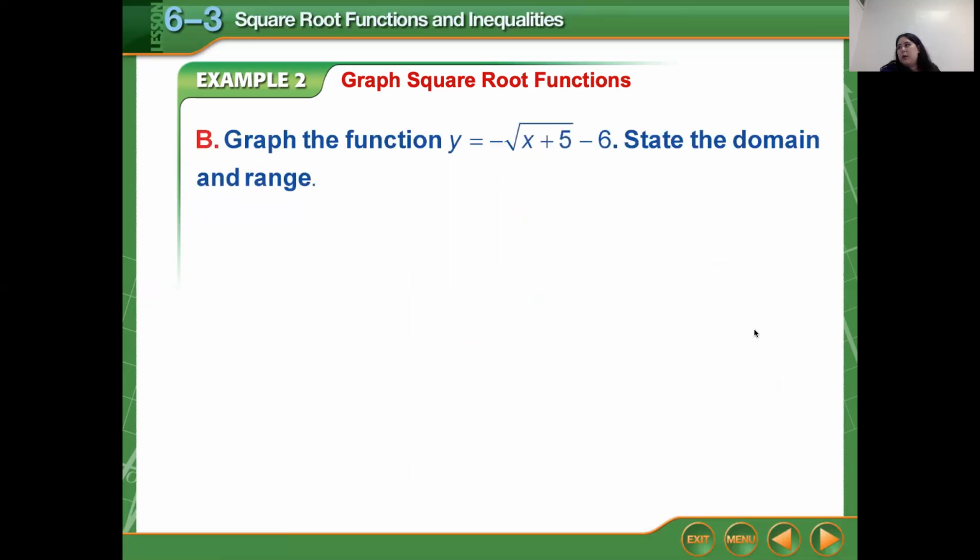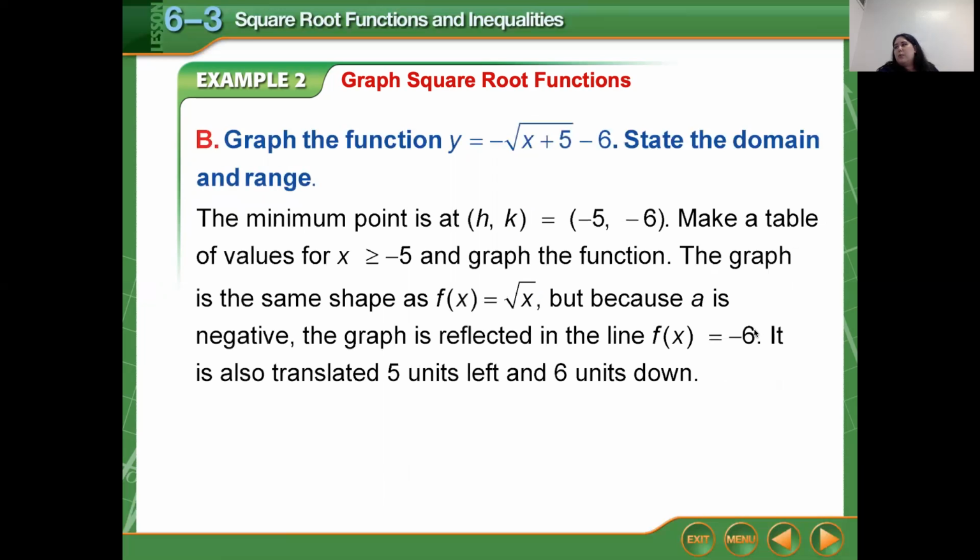All right, so we're going to graph y equals negative square root of x plus 5 minus 6 and state the domain and range. So we find our starting point, h comma k, is (-5, -6). So we're going to make some values for the values of x greater than or equal to -5. But because a is negative, we do know that it is reflected over the x-axis. So f of x equals -6. It is also translated 5 units left and 6 units down.